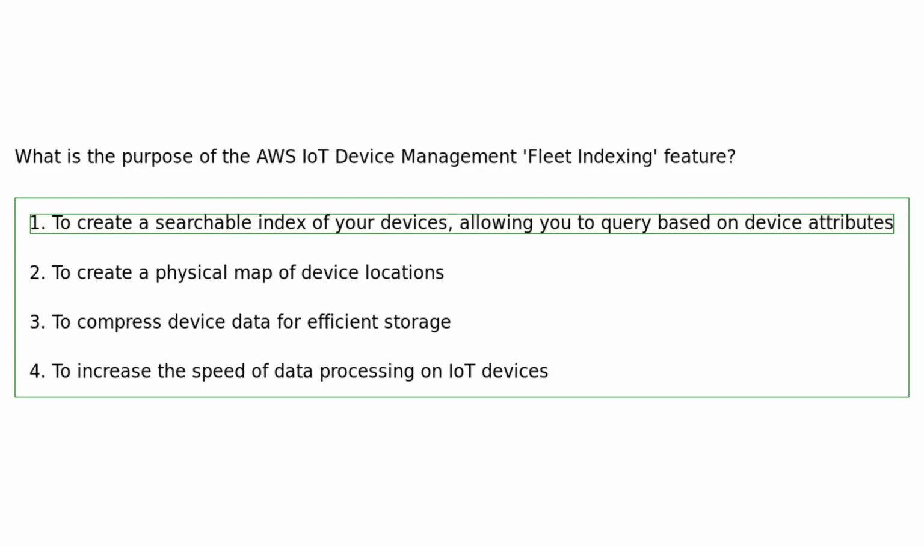Fleet indexing in AWS IoT Device Management creates a searchable index of your devices, their shadows, and device certificates. This allows you to query your fleet based on device attributes, improving device management and troubleshooting.